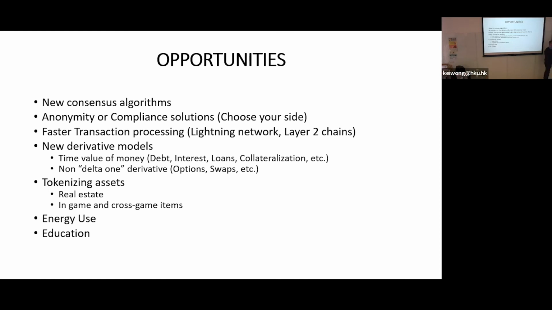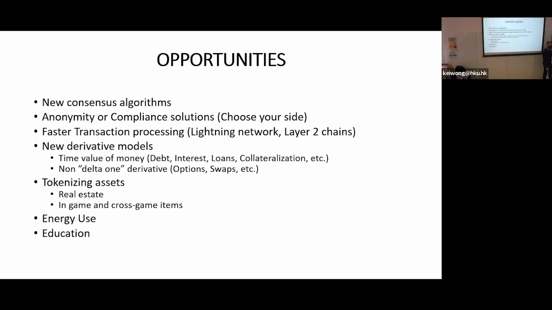Tokenizing assets is always interesting. People are starting to look at, well, if I'm going to buy a flat, why do I need all the paperwork from the government? Why not just have a certificate on the blockchain? It's probably a better backup of data than whatever database is in the government office, or your car, or your watch, or a bottle of wine, or whatever else you want. You can tokenize assets. So in-game and cross-game items we talked about briefly.